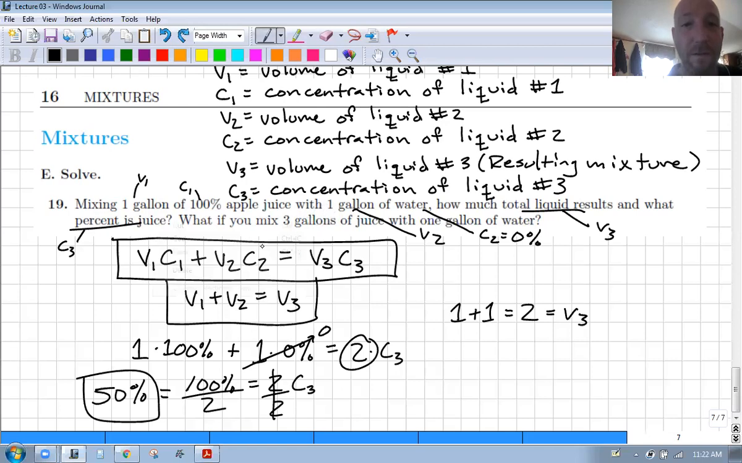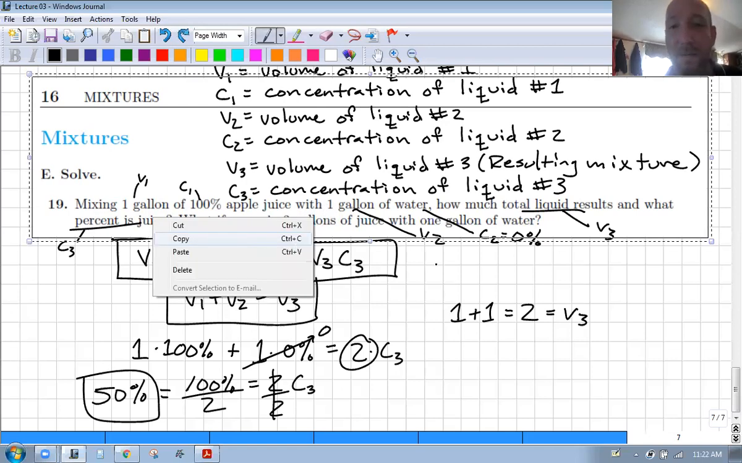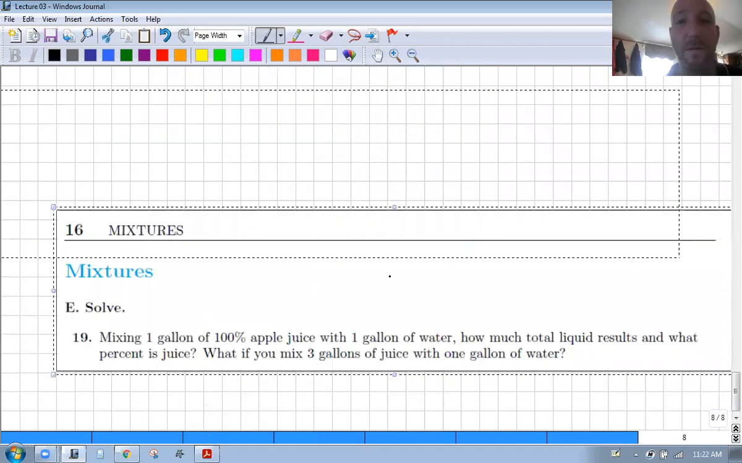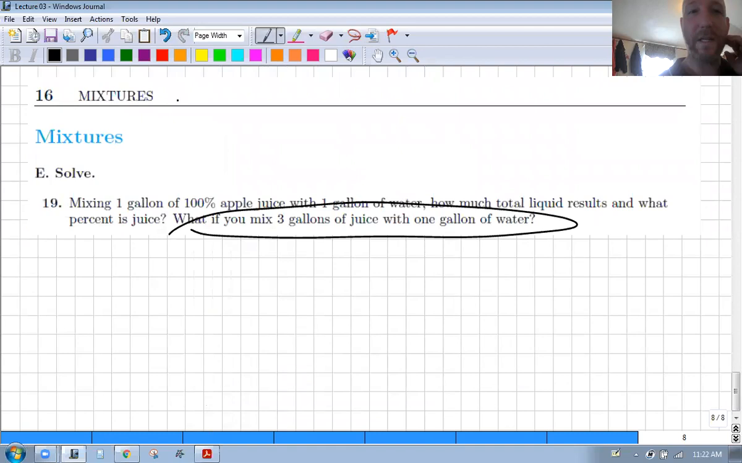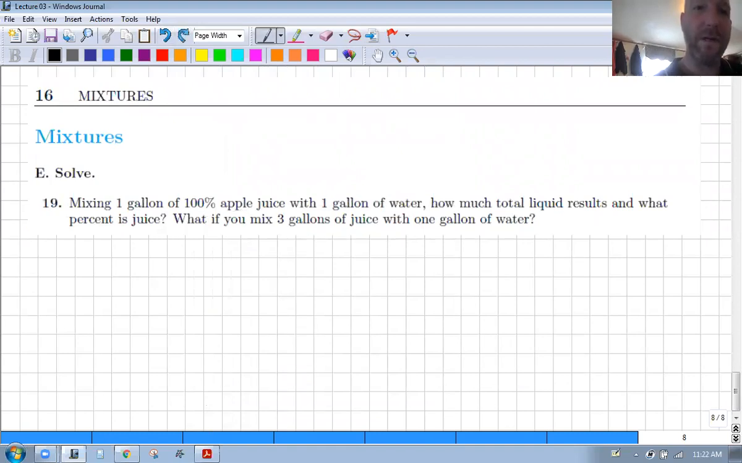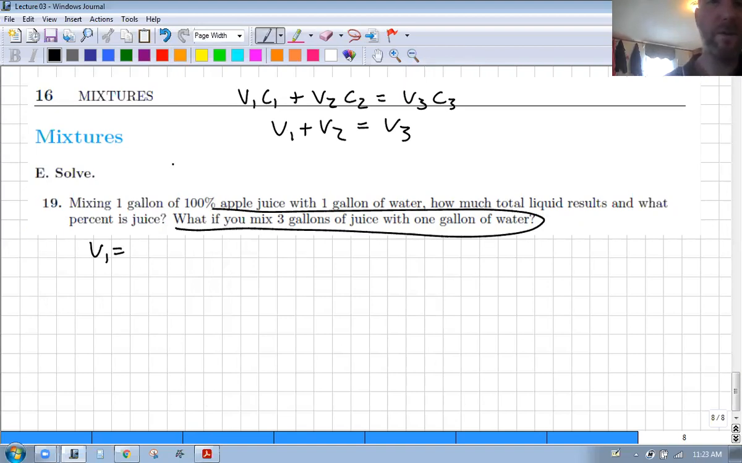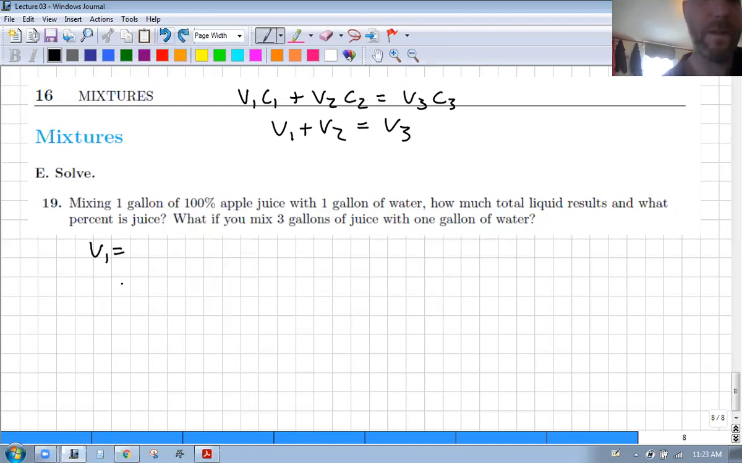Let's check out the second one here. The second question. 3 gallons of juice with 1 gallon of water. What are our equations? V1, C1, V2, C2, V3, C3. And V1 plus V2 is V3. So what is V1? This question, what's our first volume? Anybody tell me?